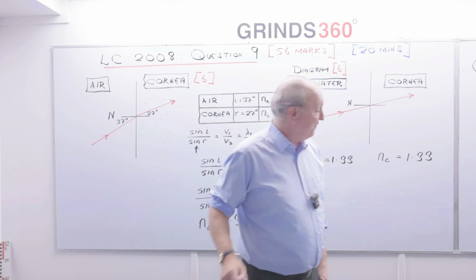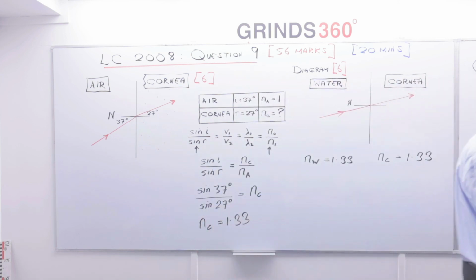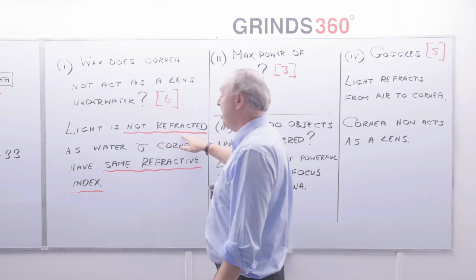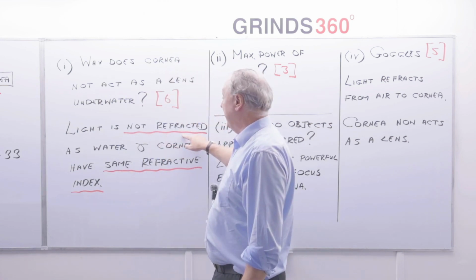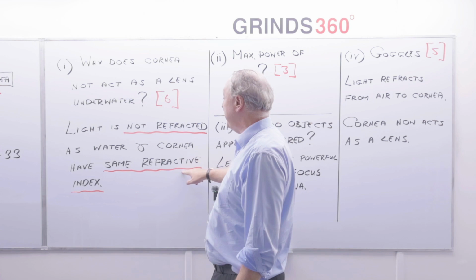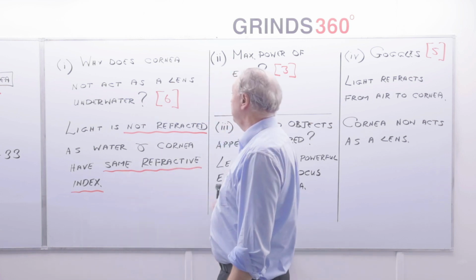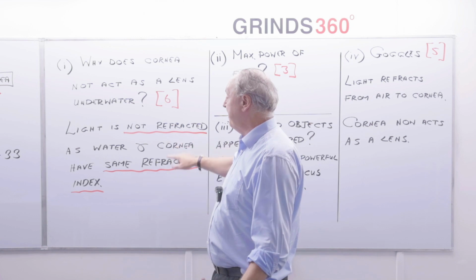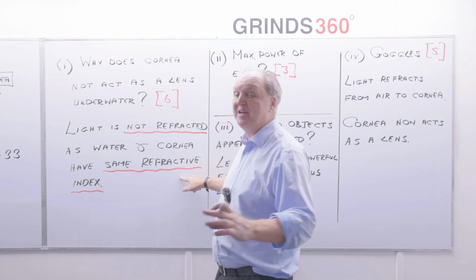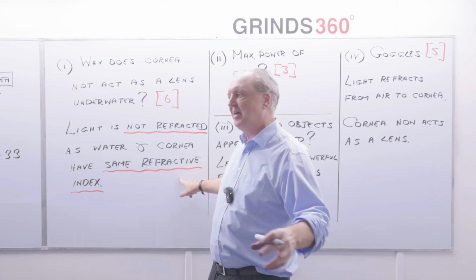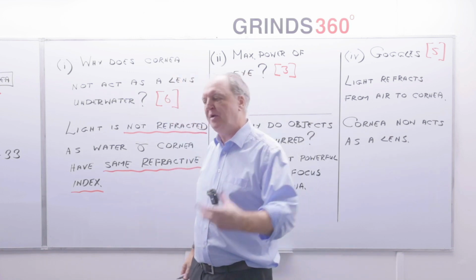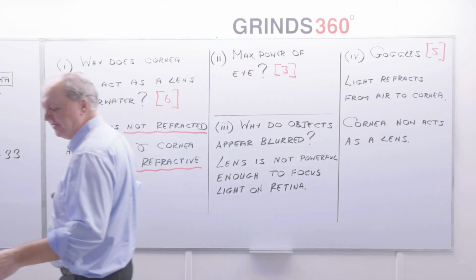So if it doesn't bend, it's not acting as a lens. So what will I say for my answer? My answer will be, for 6 marks, light is not refracted, as water and the cornea have the same refractive index. So basically 6 marks, 3 for saying it's not refracted, and then 3 for saying why, because they have the same refractive index, or light travels at the same speed through each, so therefore the light does not bend.